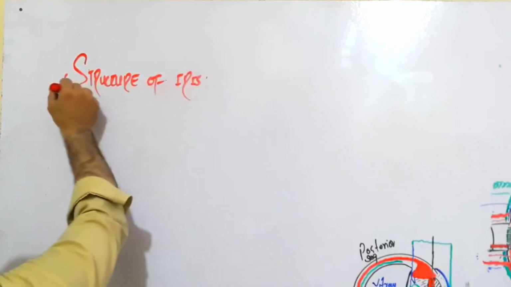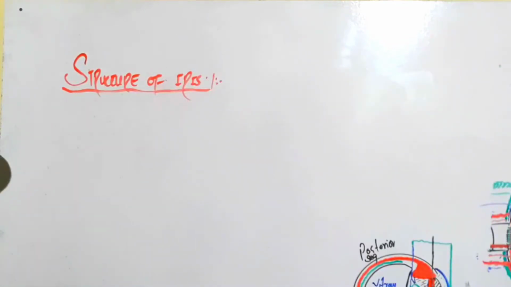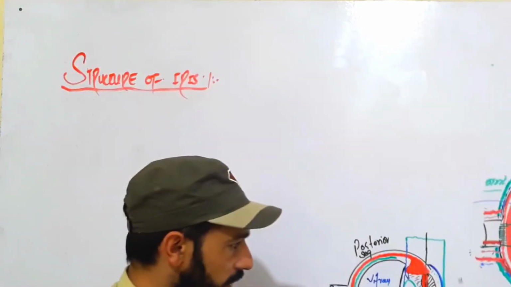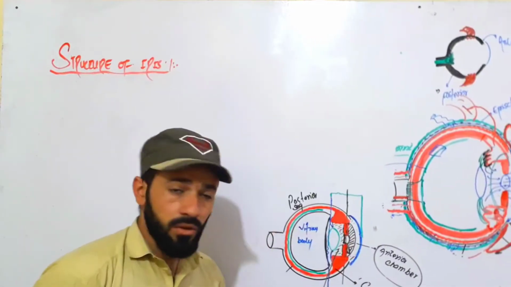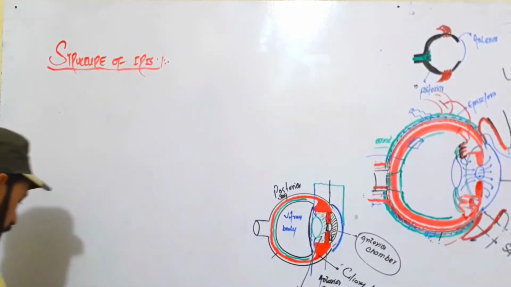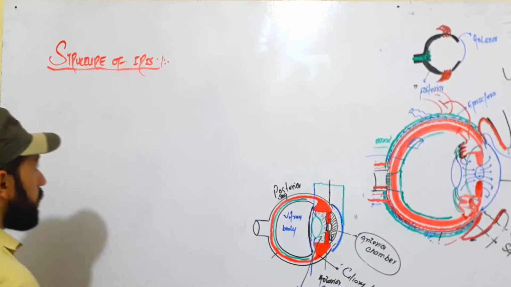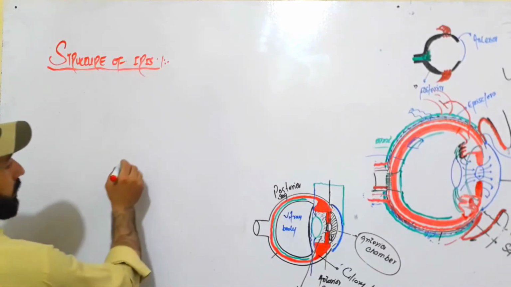As I told you, the iris is a colored, flat, adjustable diaphragm which is present in the anterior segment of the eye, behind the cornea and in front of the lens. Now if you talk about the structure of the iris, we will need a diagram here. First of all, I will draw a diagram.